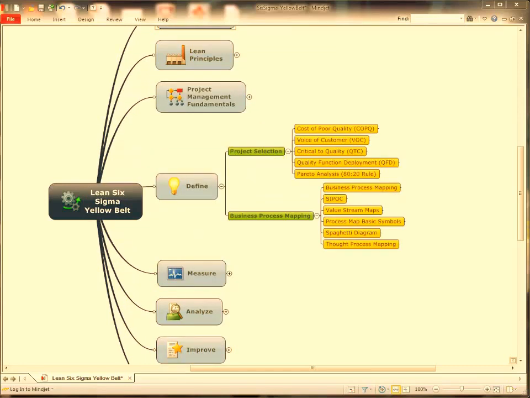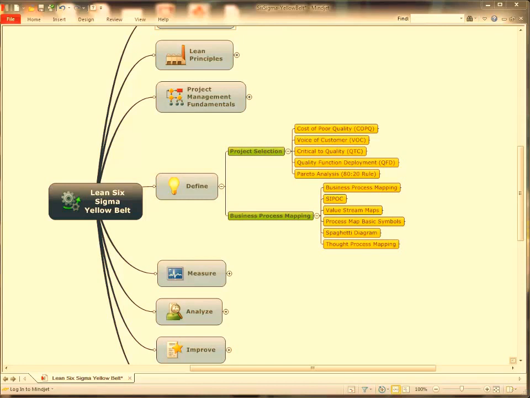In the Define phase module, we'll cover project selection topics like the cost of poor quality, capturing the voice of the customer, and generating the critical to quality requirements. And we will cover some tools like quality function deployment and Pareto analysis that help us in finding and prioritizing the critical to quality requirements.